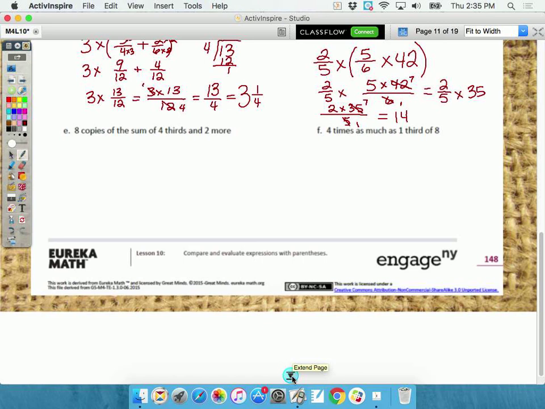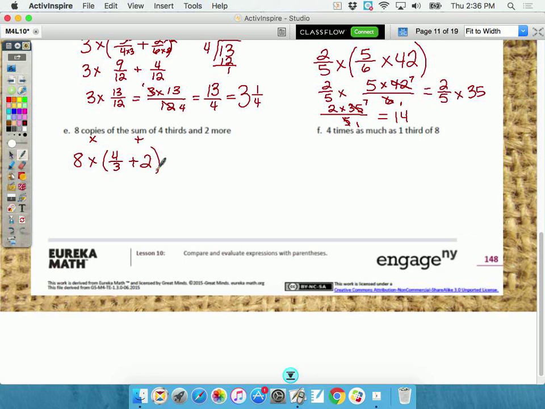8 copies of the sum of 4/3 and 2 more. Now, first of all, I want you to think, what does copies of mean? Carson. Multiplication. Thank you for not saying times. And sum, what does that mean? Addition. Okay, so 8 copies of the sum of 4/3 and 2 more. Brian, hold your stick. 8 times 4/3 plus 2.